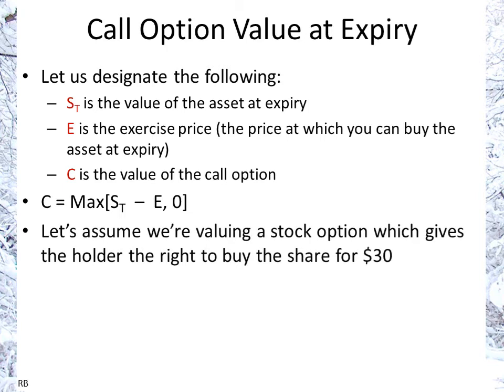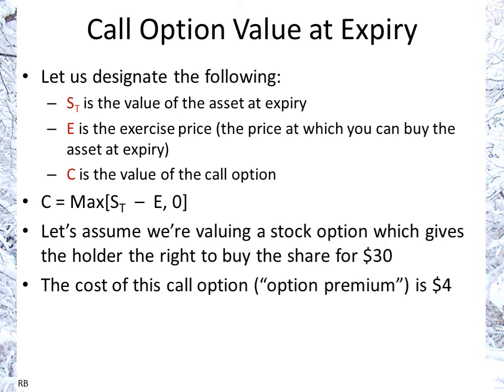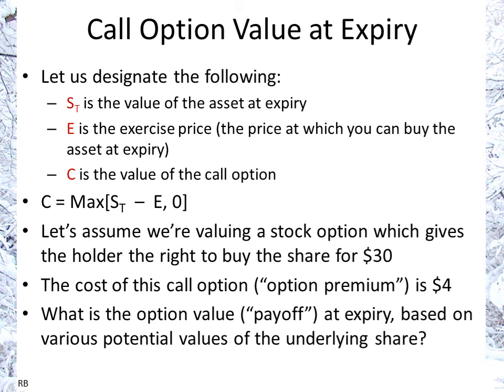So let's use some numbers and assume we're valuing a stock option which gives the holder the right to buy a share of stock for $30. The cost of this option, or the premium, is $4. So what is the option value, or the payoff at expiry, based on the various potential values of the underlying share?